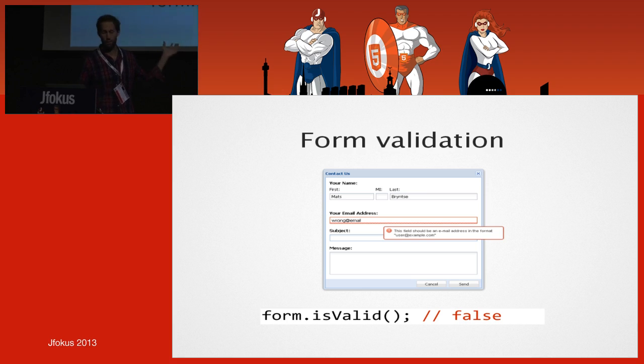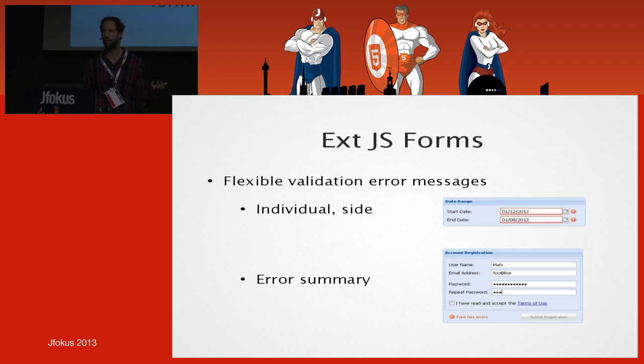And this is what it looks like when validation fails out of the box. It will highlight the erroneous fields for you, and you can ask the form, are you valid or are you not valid? You can put the validation messages on the side, or you can summarize them yourself at the bottom. That's all up to you. There's quite a bit of creativity allowed here.